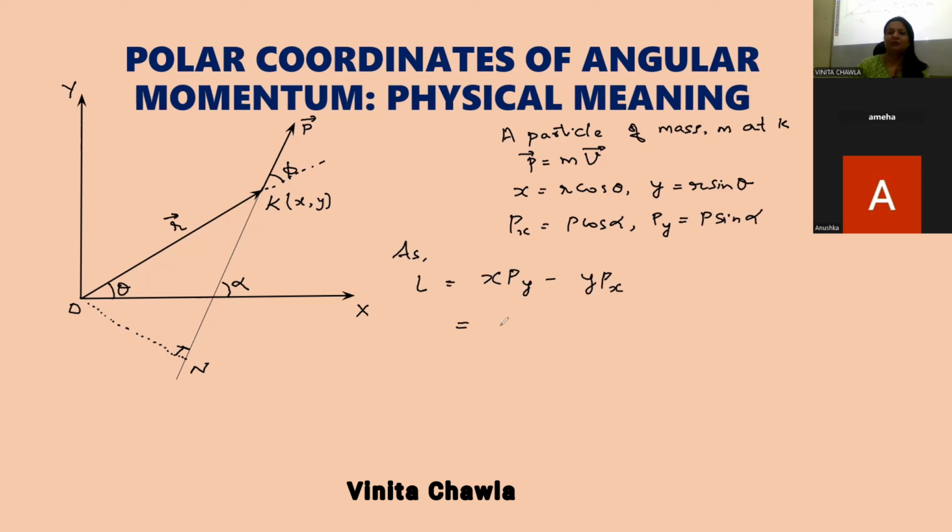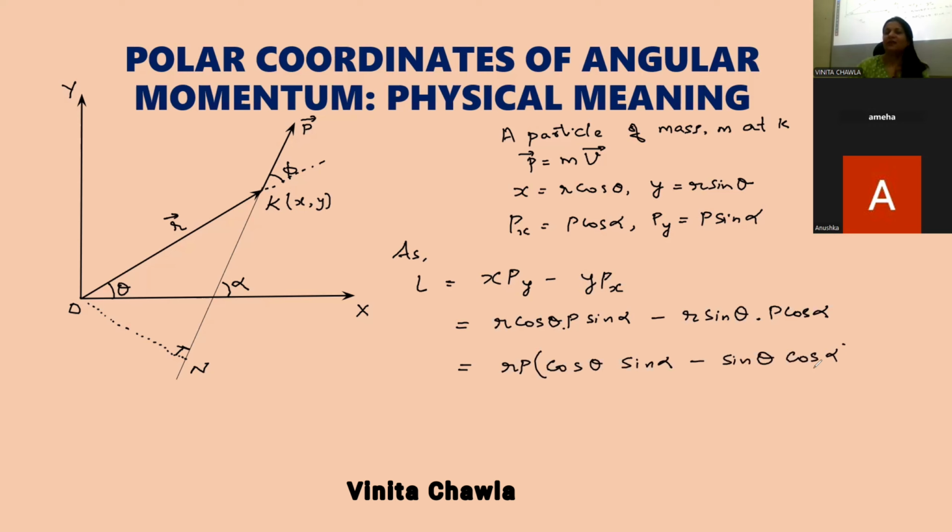Now substitute these values here. x is r cos theta. py is p sin alpha. Minus, y is r sin theta, and px is p cos alpha. We can take rp common, and in the bracket we have cos theta sin alpha minus sin theta cos alpha. It's like sin a cos b minus cos a sin b. There is an identity, right? sin a cos b minus cos a sin b is sin(a minus b). So what is a here? If we compare this with this equation, a is alpha and b is theta. So this L can be written as rp sin(alpha minus theta).